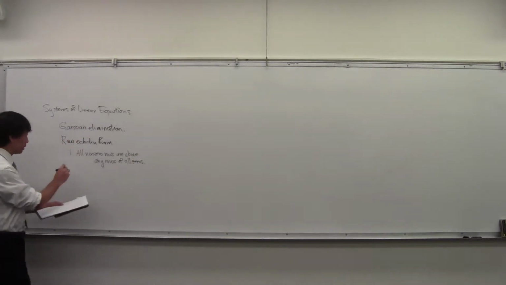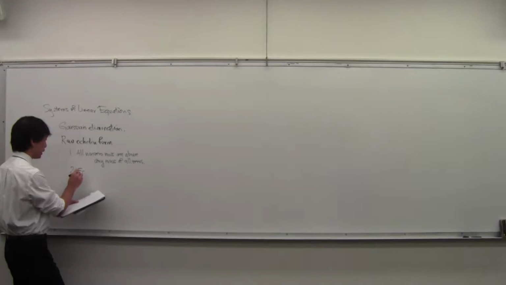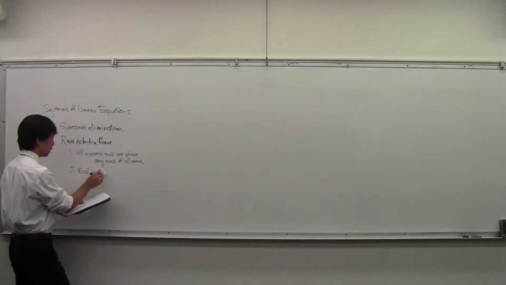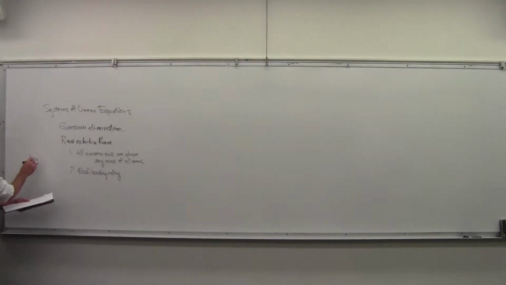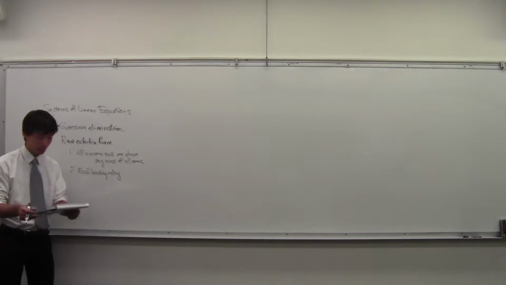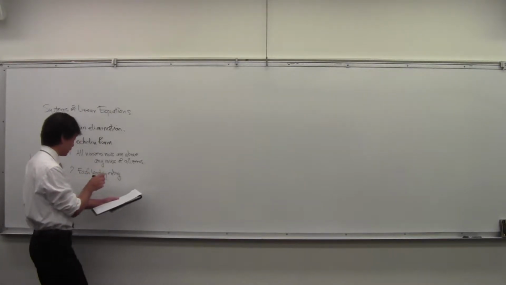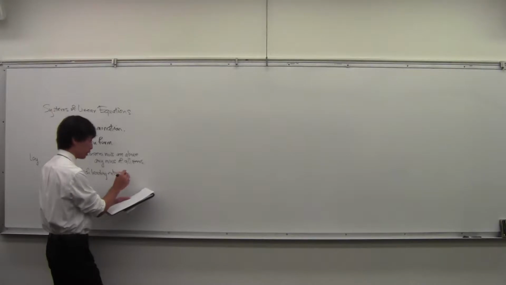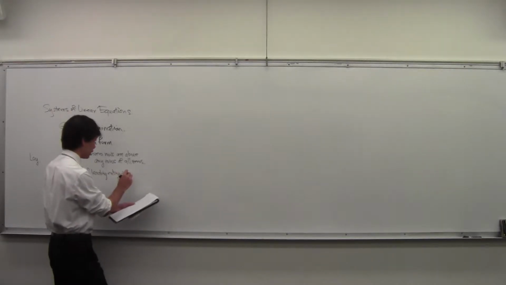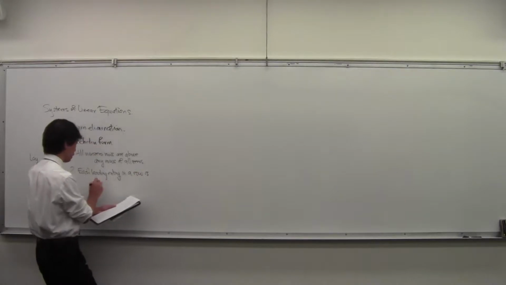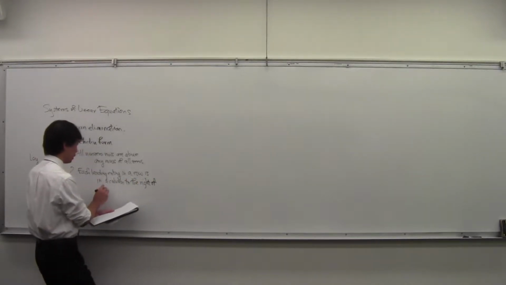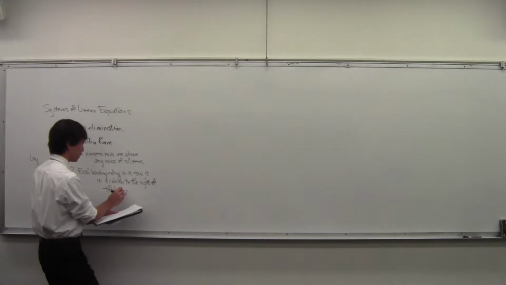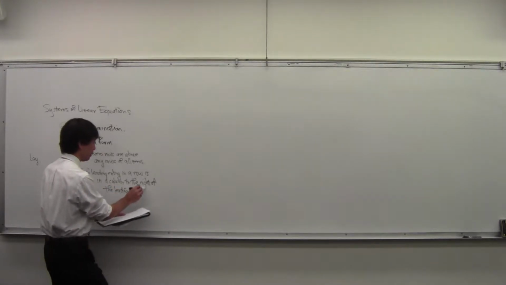Two, each leading entry in a row is in a column to the right of the leading entry of the row above it. I should say I got this out of the book by Kenneth Lay because I couldn't find my textbook from Leon this morning.